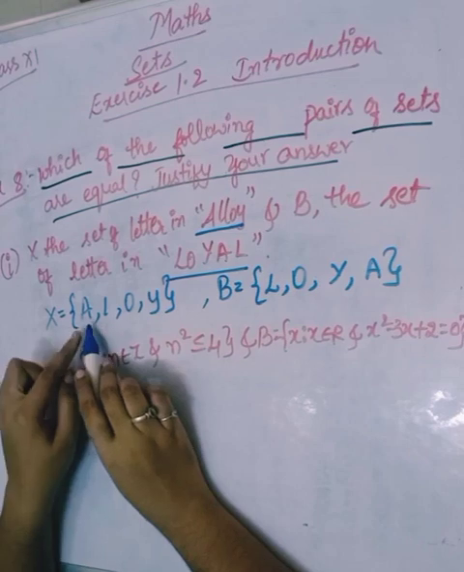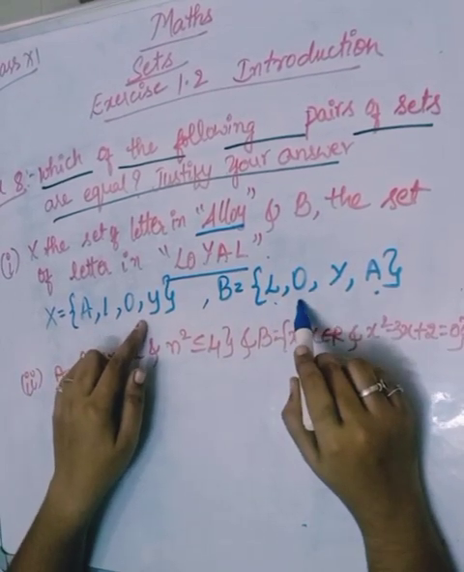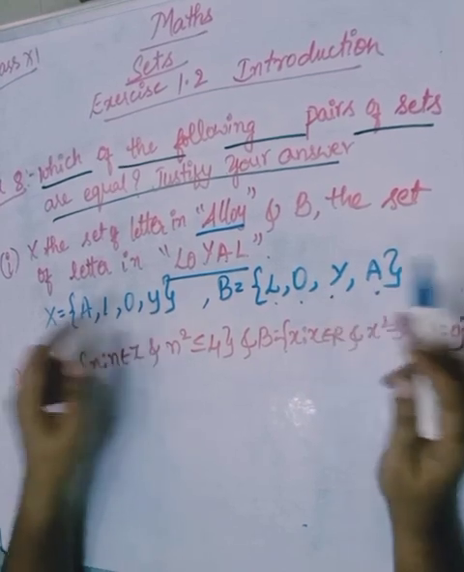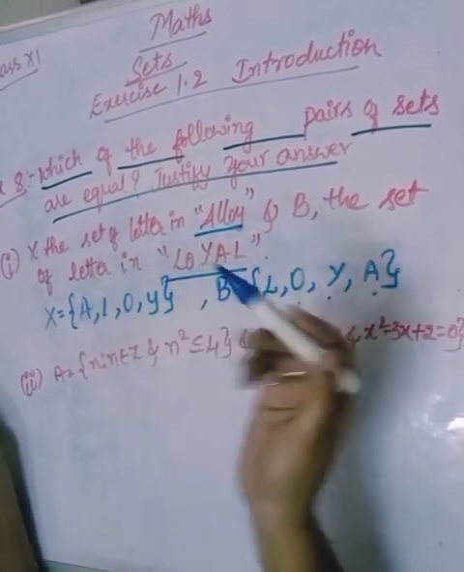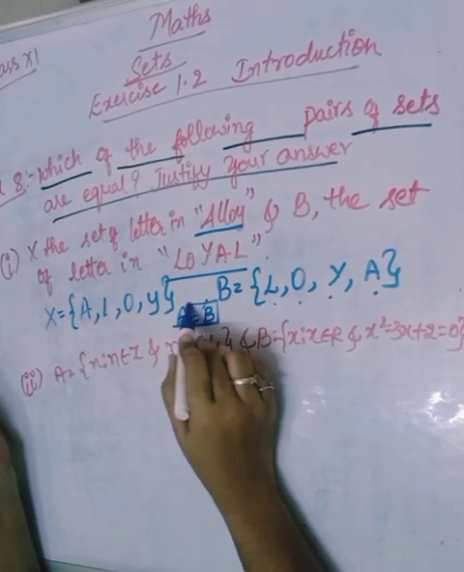Now we can observe, we have A here, A is there. L is there, L is there. O is there, O is there. Y is there, Y is there. So do we have the same elements? Then we can say A equals B because they have the same elements.